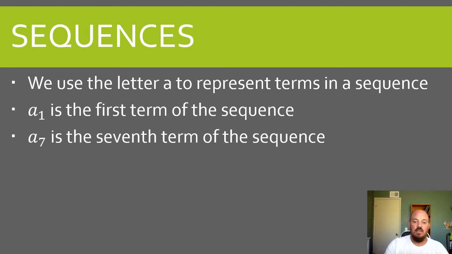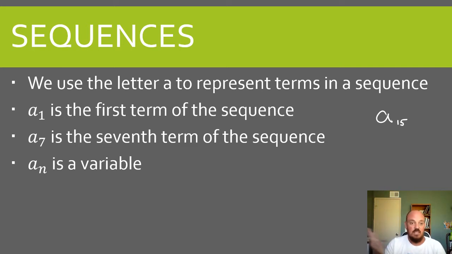So if I take the letter A and I put any number after it, like 15, that would mean the 15th term of the sequence. If I wrote out all the terms of this sequence, A15 is the 15th one in the list. Now, An is a variable. That's going to be like our x for sequences. An could be any term. It's like saying we don't know what term it is. It's An, the nth term. That's going to be your variable.